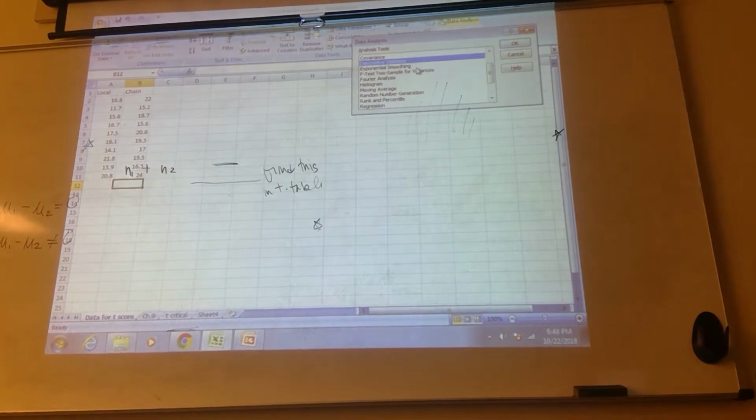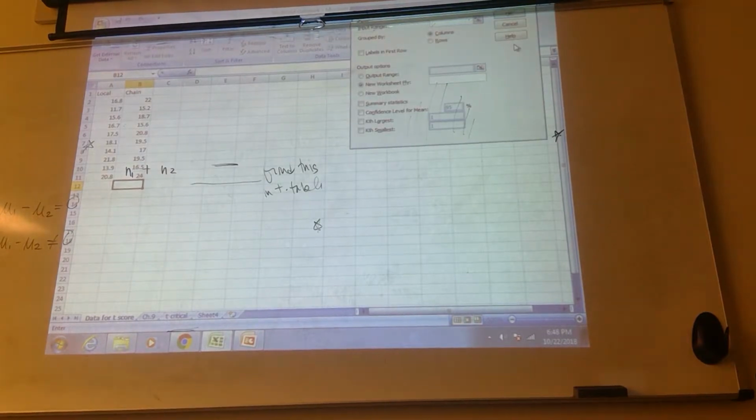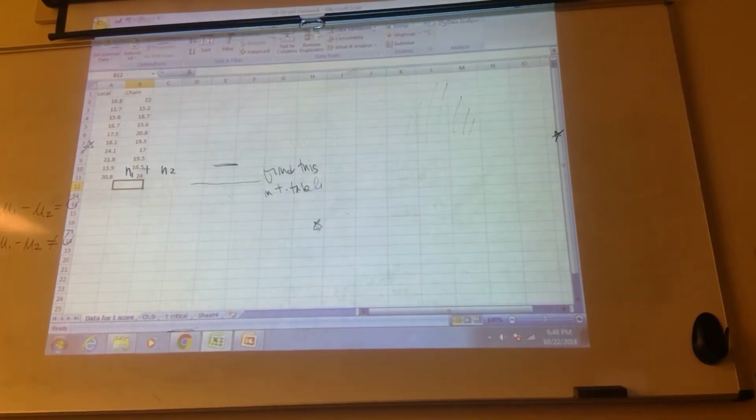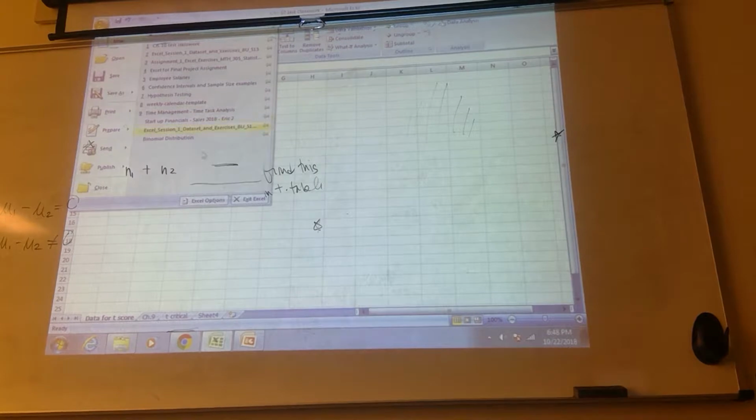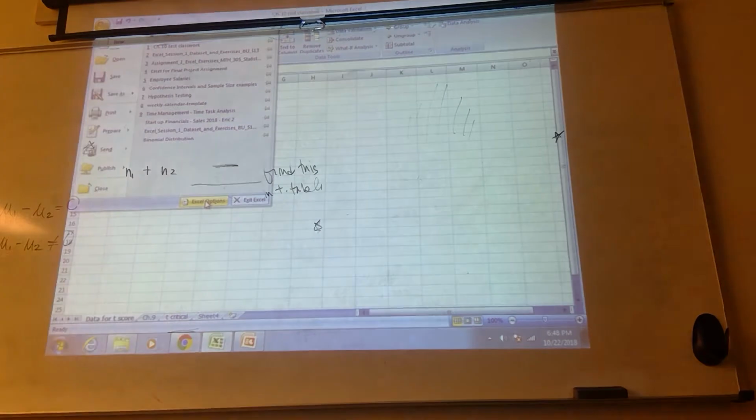So descriptive statistics. Is everybody able to find that? I think we have this on the Excel. If you do not have it, you need to go to Excel options and add it on. I'm using the online version, but I don't think I can find this one. You have it on there right now? Yeah. Okay.